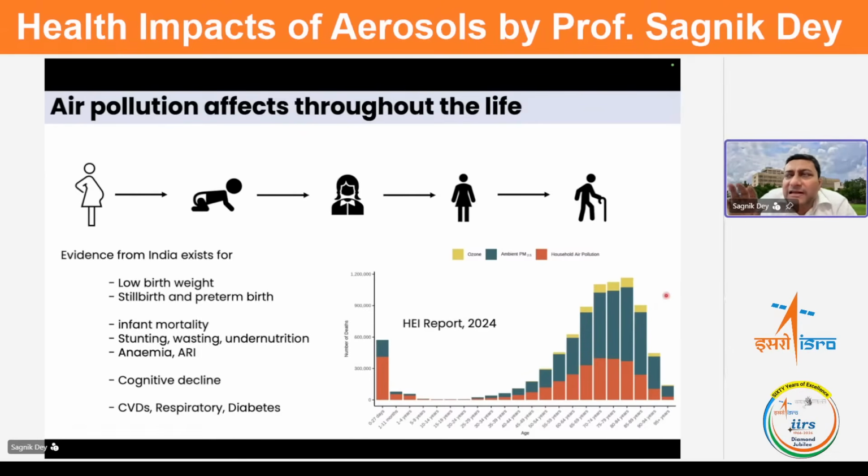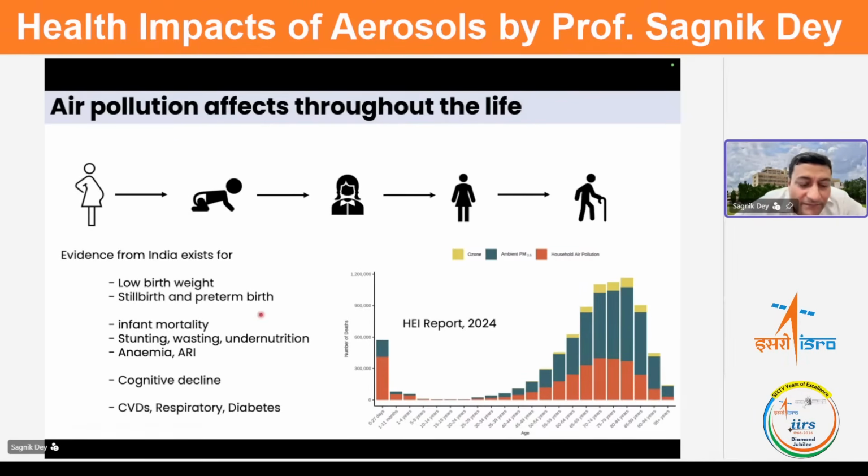Now we have studies done in India, not only by our group but by many other groups too, who have already generated information which is there in this slide. We have shown that if the mother during pregnancy is exposed to a high level of air pollution, the chance of low birth weight, stillbirth or preterm birth significantly increases. If the baby survives and continues to be exposed to a high level of air pollution, it can enhance the chance of infant mortality.